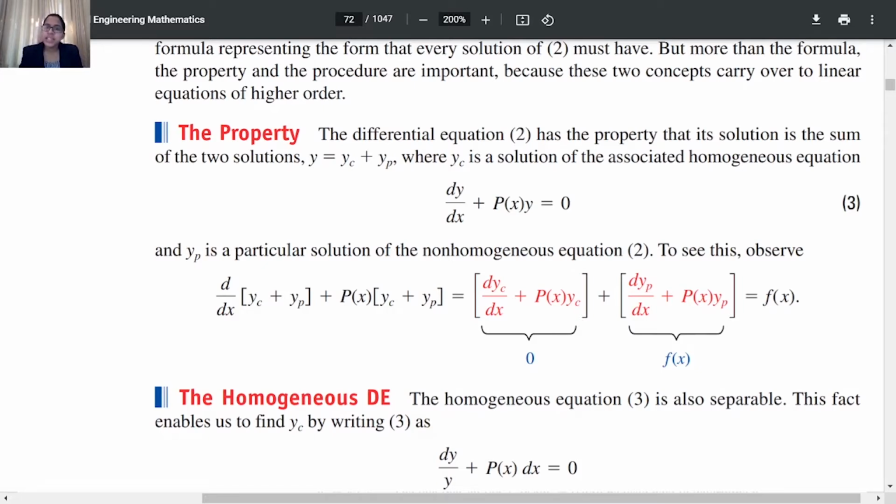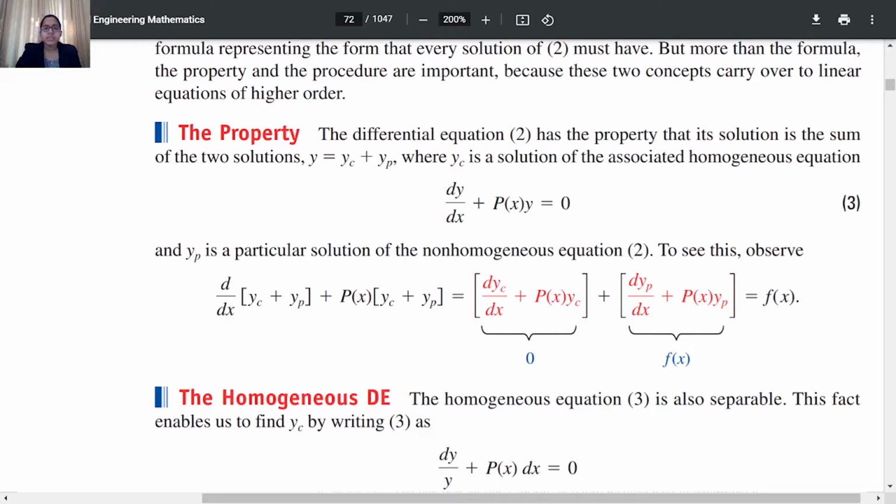So yc is the solution that we get when we solve the homogeneous differential equation, and yp is a particular solution of the non-homogeneous equation. Okay, so this is how we can see y is equal to yc plus yp, where yc is a solution of the associated homogeneous equation dy by dx plus p of x y is equal to 0, right? And yp is a particular solution of the non-homogeneous equation.